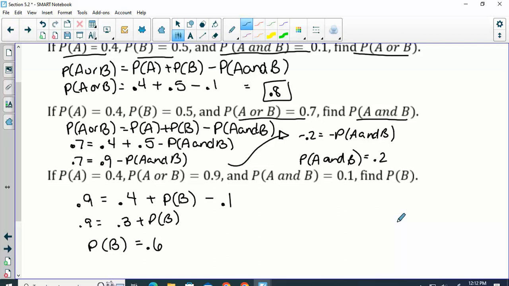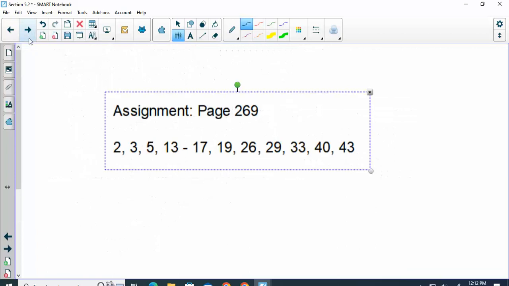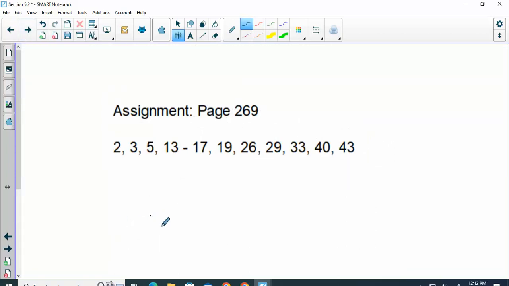Any questions? So I want to give you guys time to work. Same rule as yesterday on the problems where it says find and interpret the probabilities. You don't have to do the interpretation.